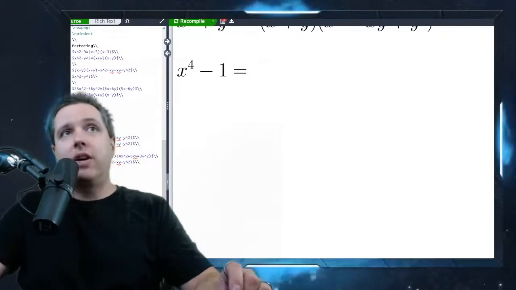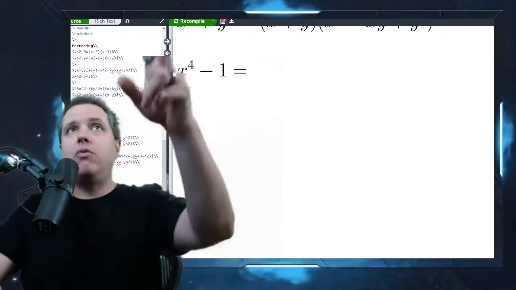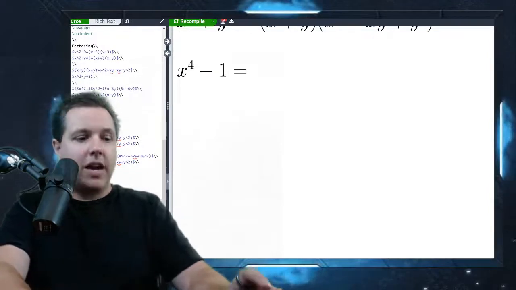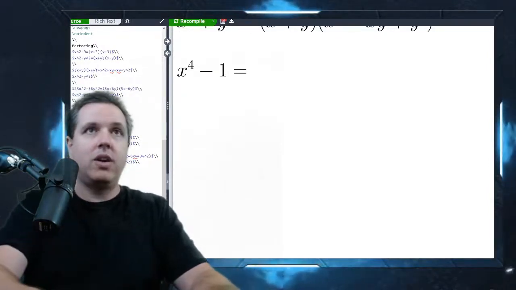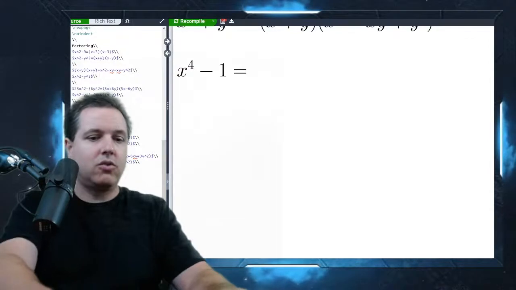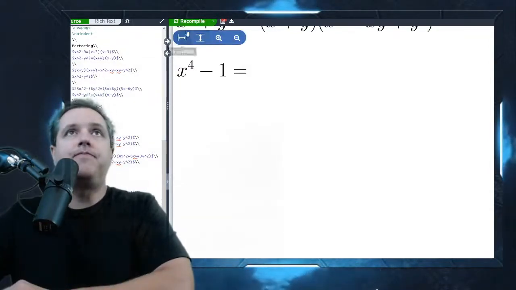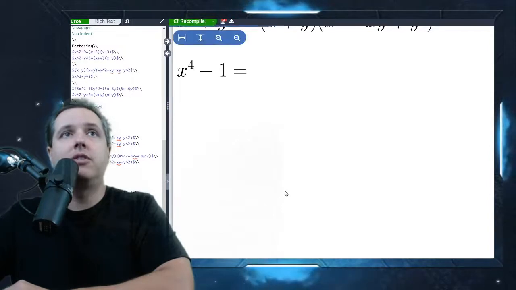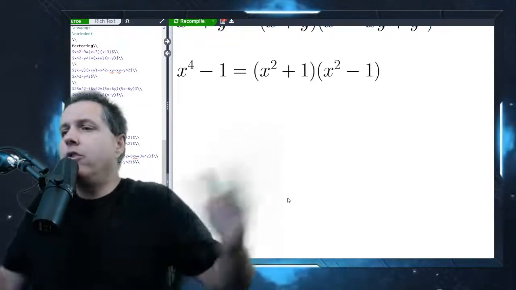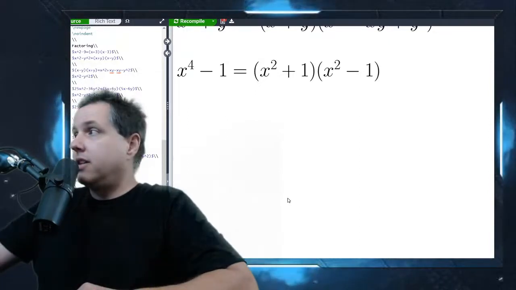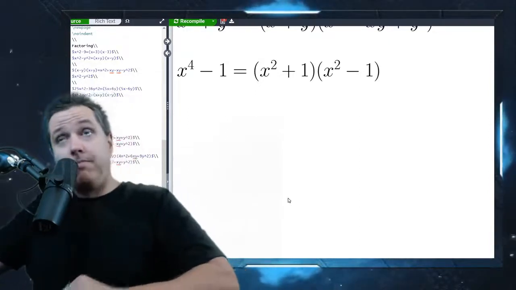Okay, we want to factor x to the 4th minus 1, and you go, oh, well, that's a difference of squares. I recognize that. Okay, great. So that's going to factor as x squared plus 1, x squared minus 1. Okay, I've got my factors there. Good. And you go, that's great. I'm ready to put this in the homework and move on. Does anyone see the problem?